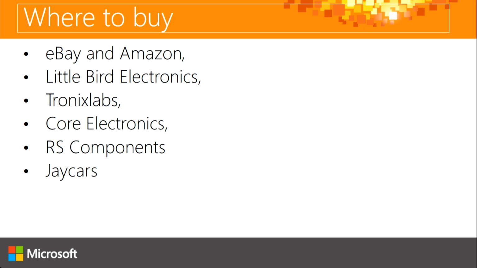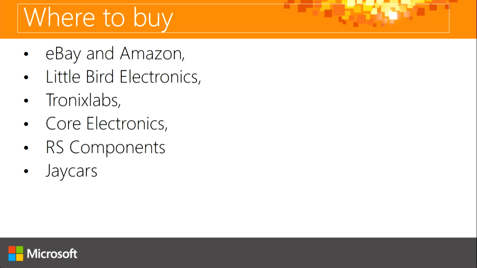People ask me, where do I buy stuff, particularly in Australia? eBay is my friend. You can buy stuff ridiculously cheap if you don't mind waiting a couple of weeks. You can buy sensors and all those types of things for a couple of dollars. Strips of LEDs and all those types of things for next to nothing. Amazon's great. Little Bird's based in Australia, New South Wales. Tronics Labs over in Victoria. Core, I think, of Victoria.